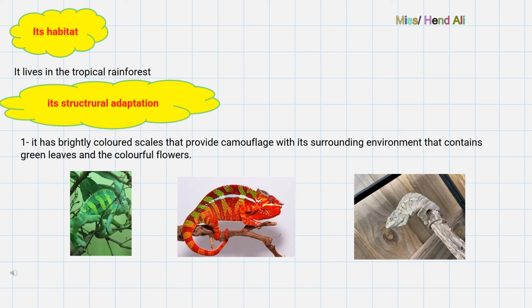Its structural adaptation. It has brightly colored scales that provide camouflage with the surrounding environment that contains green leaves and colorful flowers.